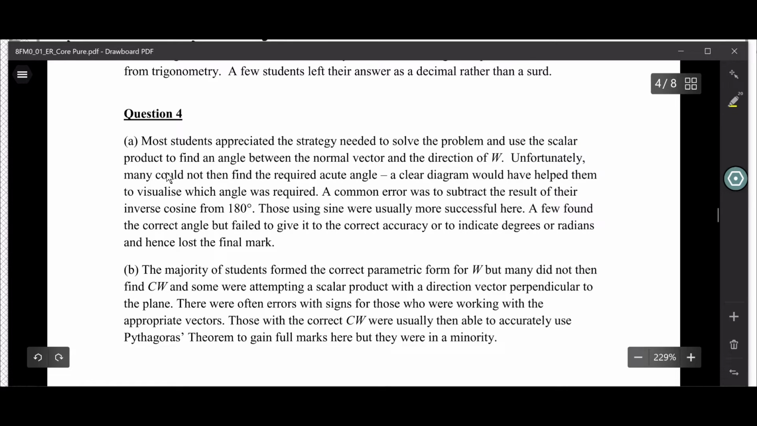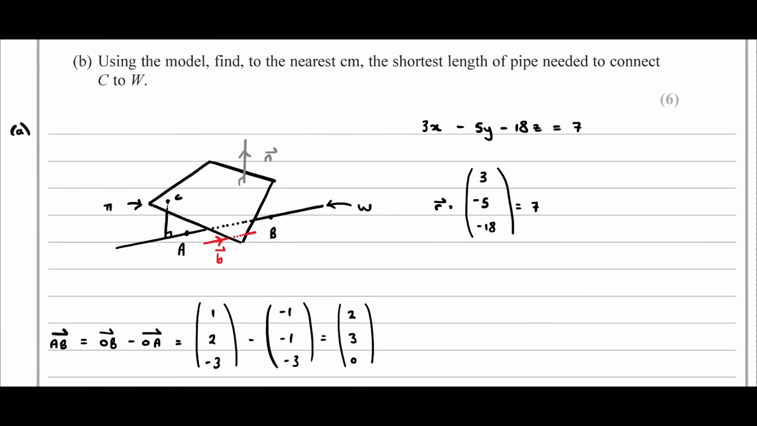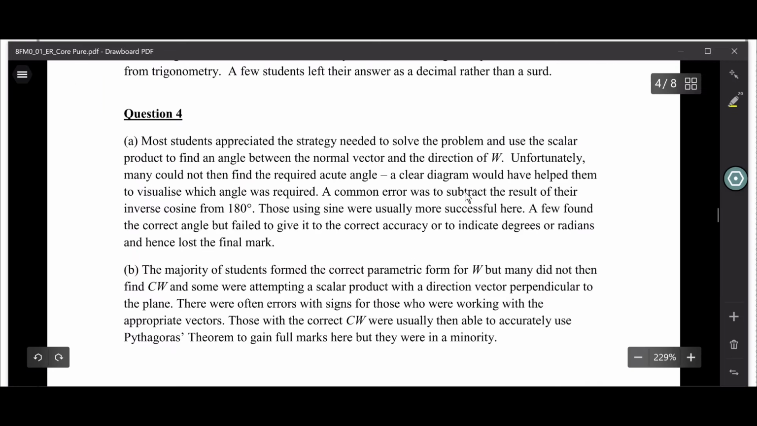Report-wise, we see that most students appreciated the strategy needed to solve the problem, and they used the scalar product to find the angle between the normal vector and the direction vector of W. And that direction vector of W, we call that little b. But many students could not find the required acute angle.